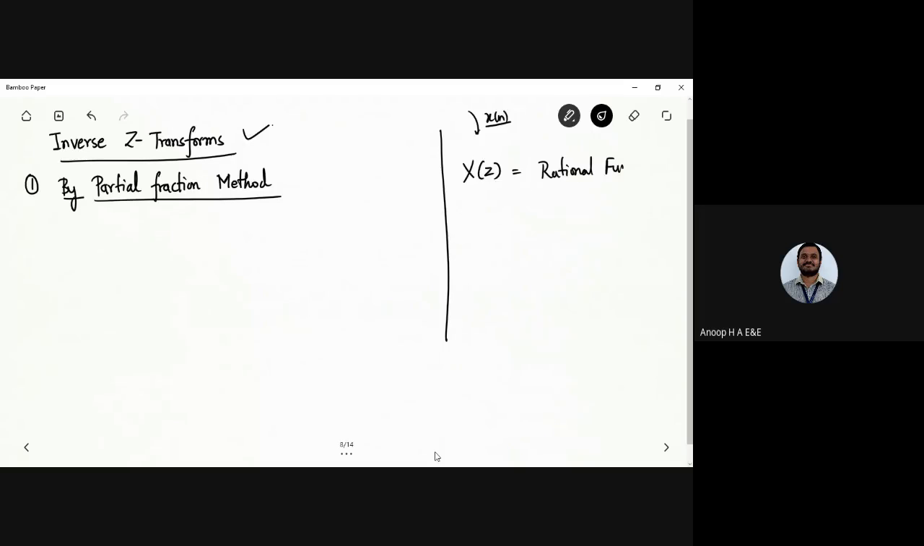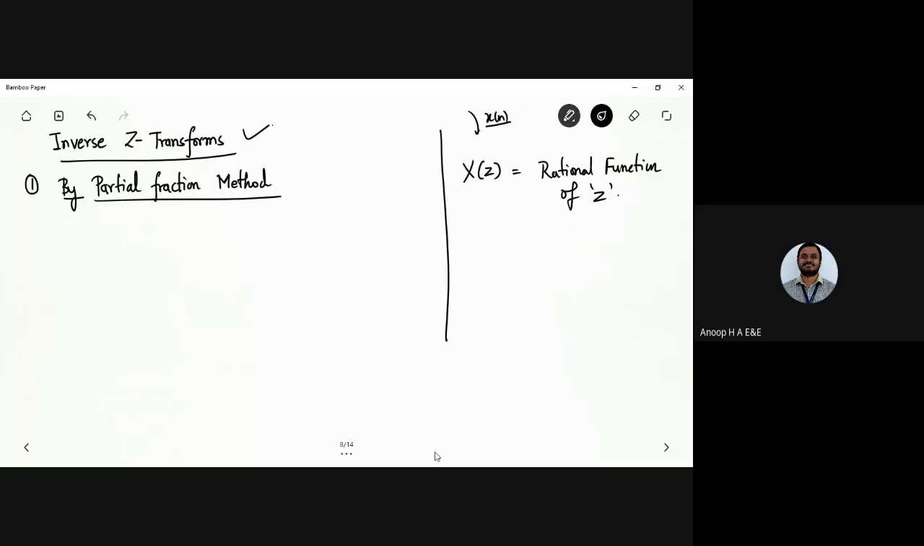Rational function of z. Now it is a ratio which you can express as a ratio of polynomials, with the numerator and the denominator there, right? So what you can do is find x of n from x of z.